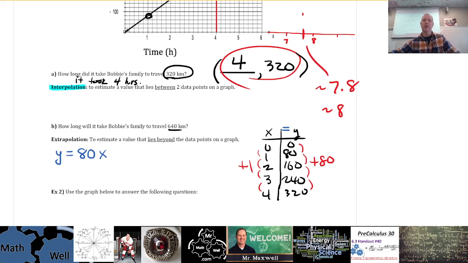So 80 times 0 is 0. That is correct, but that's not a very good one to base all your equation on. So let's get the next one. 80 times 1 is 80. Any adjustments that need to be made to get 80? Nope. 80 times 2 is 160. 80 times 3 is 240. Okay, so there needs to be no adjustment to this.